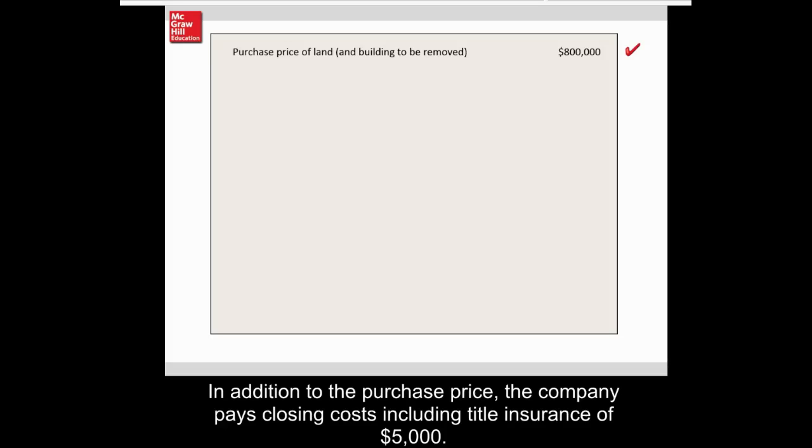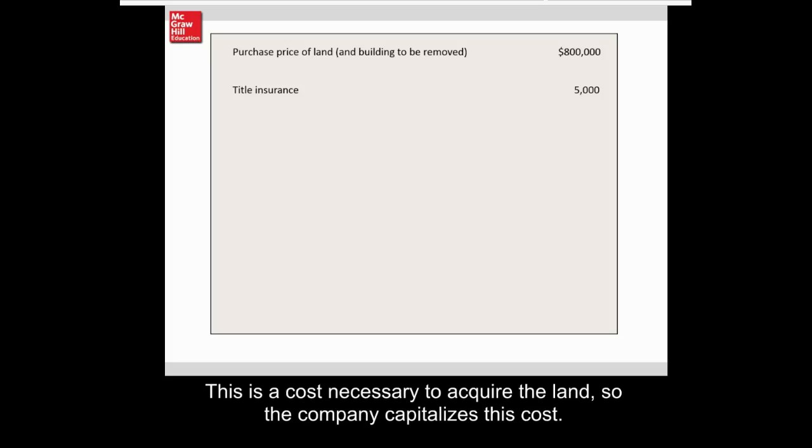In addition to the purchase price, the company pays closing costs, including title insurance of $5,000. This is a cost necessary to acquire the land, so the company capitalizes this cost.